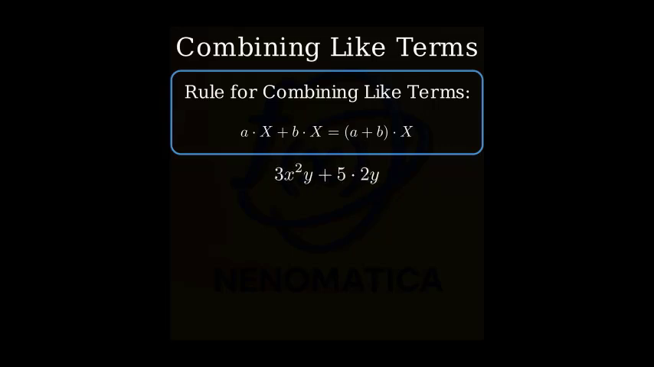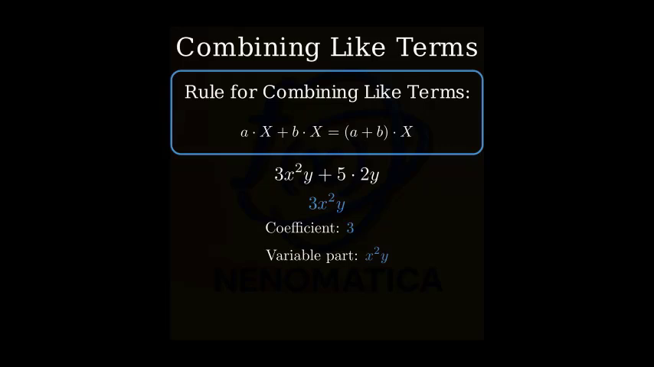3x squared y plus 5 times 2y. First, let's identify the separate terms in this expression. Let's analyze the first term. 3x squared y can be broken down into its coefficient and variable parts. The coefficient is 3, and the variable part is x squared times y.